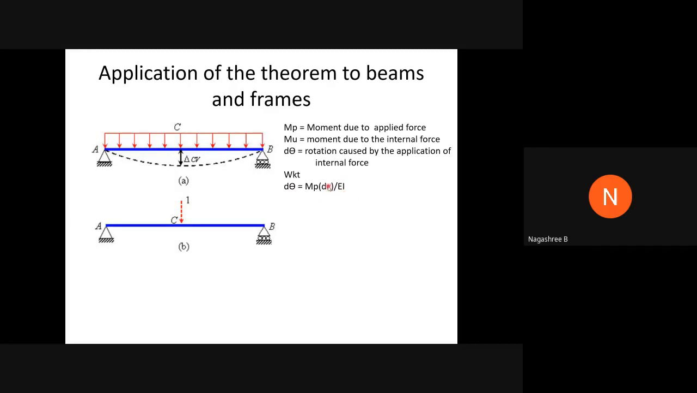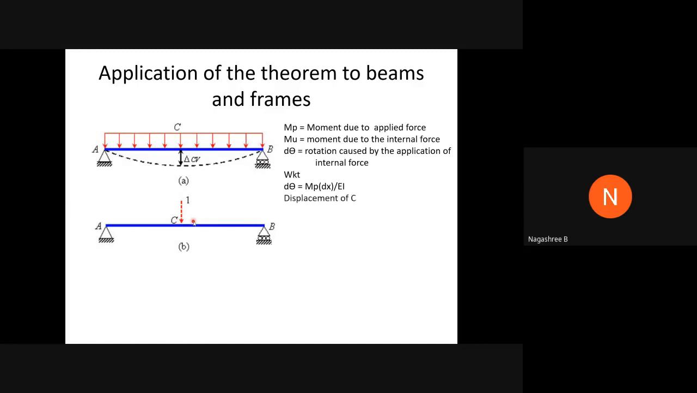But here dx has to be considered, since dx is a small distance on the application of the unit load. Therefore we are going to consider MP into dx divided by EI, that is M by EI times dx, wherein dx is a small length of the beam where the unit load is applied.